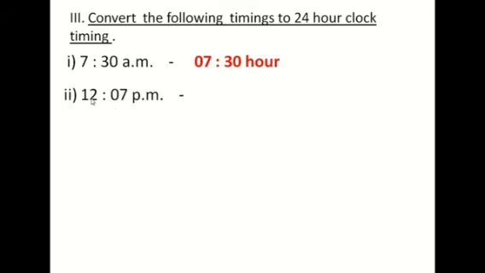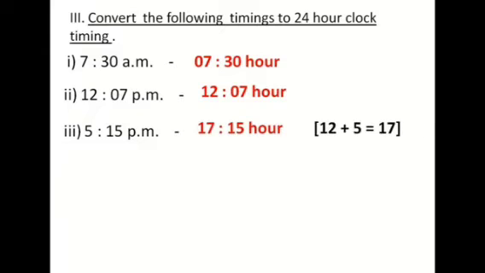Next one, 12:07 PM. So what do we have to write? 12:07 hour. Third one, 5:15 PM. As it is PM, I have to add 12 with 5. So it will be 12 plus 5 means 17:15 hour.